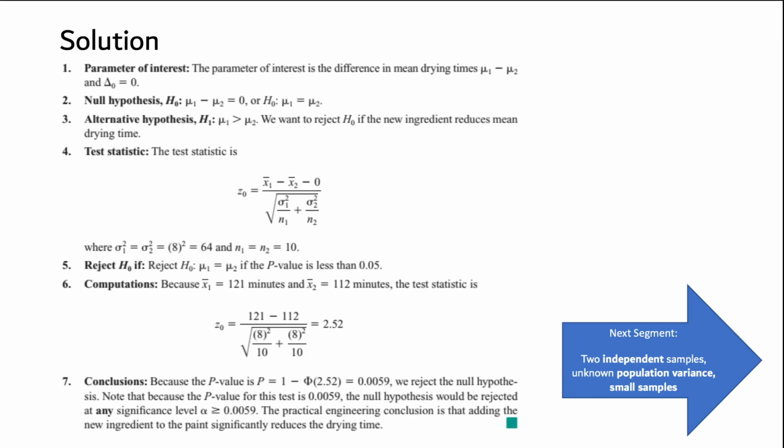After doing the calculation, we can see that we reject the null hypothesis because the p-value for this test is 0.0059, which is much less than 0.05.